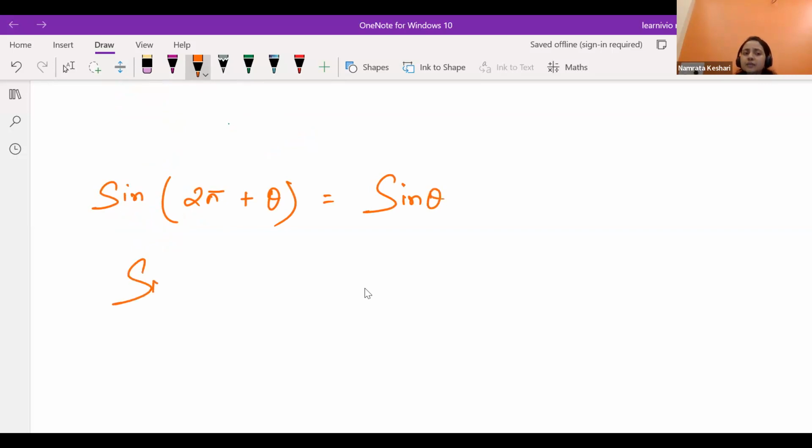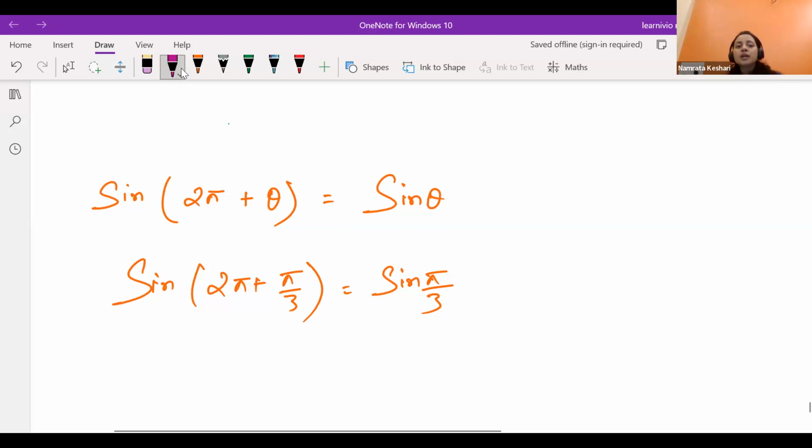If we have sine of 2 pi plus pi by 3, that is the same as sine pi by 3. Why? Because 2 pi means one complete revolution. After one complete revolution, if you go pi by 3 angle, and previously it was just pi by 3 angle, with this trigonometric ratio it is the same scenario. I told you that if you have 2 pi plus pi by 3, it is just sine pi by 3.